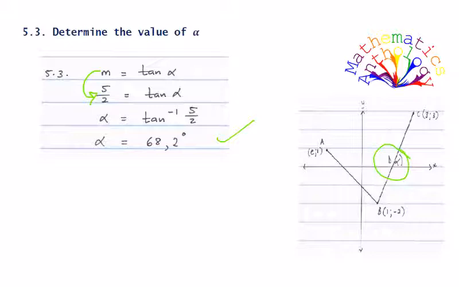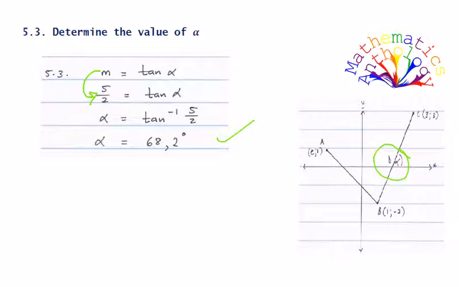Now the m there stands for the gradient. It stands for the gradient of the line that the angle is next to, close to the x-axis. So BC is our line that we choose. So we need the gradient of BC. We did work out the gradient of BC earlier, and we found that that gradient was 5 over 2. So substitute that into this m equals tan alpha formula, and we need to solve for alpha here.